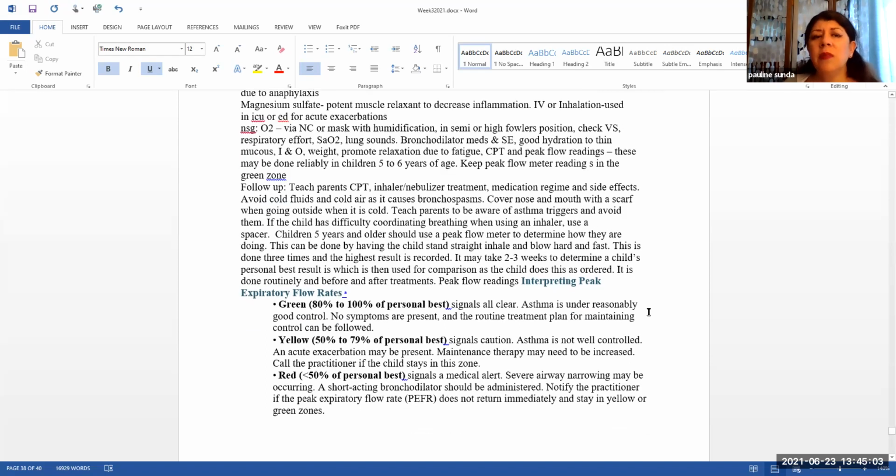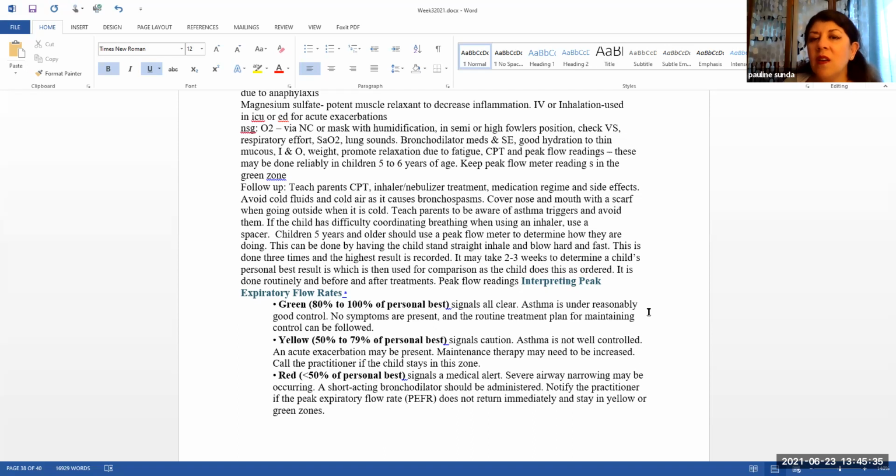So nursing, obviously we're going to be using oxygen as needed. It can be through the nasal cannula or a mask with humidification. They need to be in a semi to high Fowler's position, monitoring your vital signs and the respiratory effort, lung sounds, paying attention to the bronchodilating meds and their side effects, maintaining good hydration to thin the mucus, strict intake and output, monitoring the weight. We want to promote relaxation due to the fatigue.